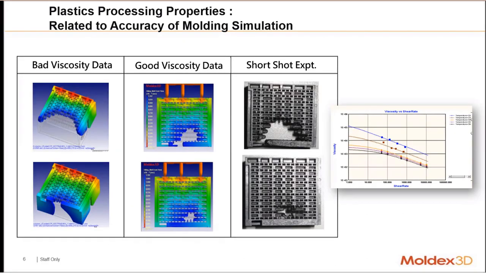And of course, accurate material property is very critical for simulation. This is the case: this is the connector, and this is the short shot experiment. If the viscosity data is not good, we cannot get a good simulation result. However, if the material data is good, then we can get a very good prediction result compared with the short shot experiment. So I think everybody knows about this, and this is very important to our customers.